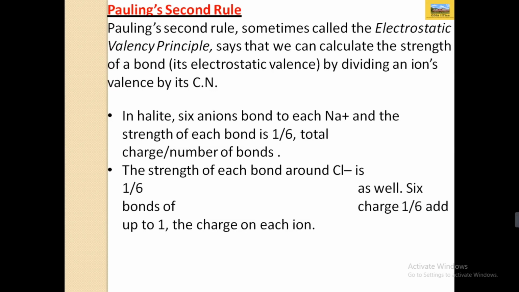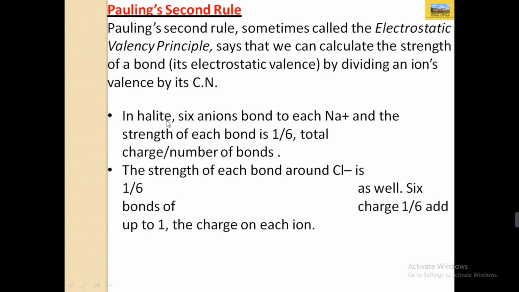From the five Pauling's rules, MCQ and MSQ questions can be asked directly. Besides this, numericals from the applications of Pauling's rules also come in exams, so you have to take it seriously. Now Pauling's second rule, sometimes called the electrostatic valency principle. This law states that we can calculate the strength of a bond by dividing ion valency by the coordination number. Here it is simply stated that to determine the strength of a bond we have to divide valency by coordination number. This is an example here.